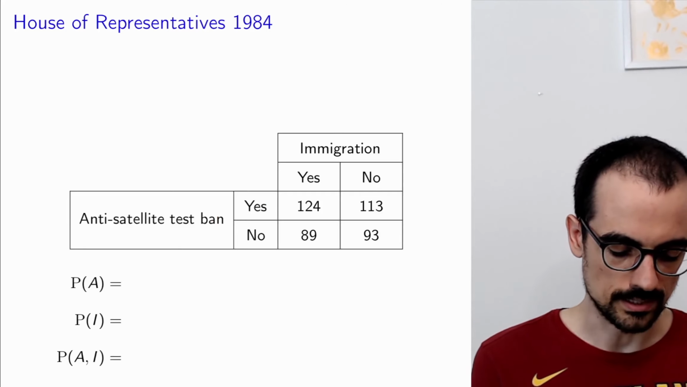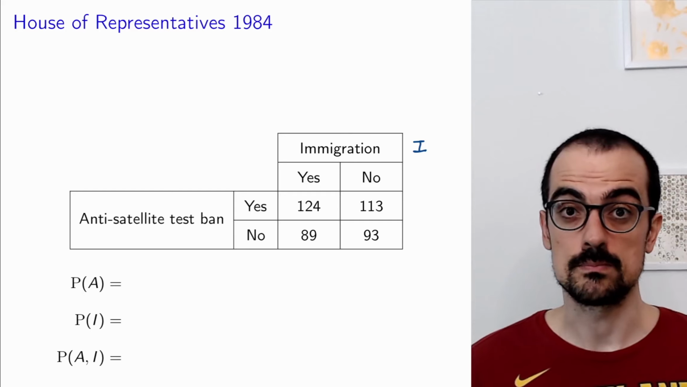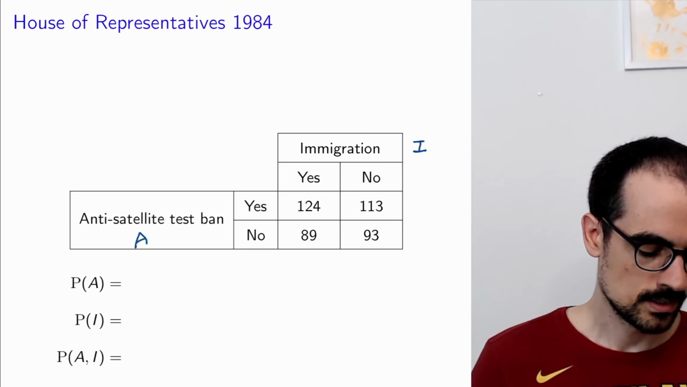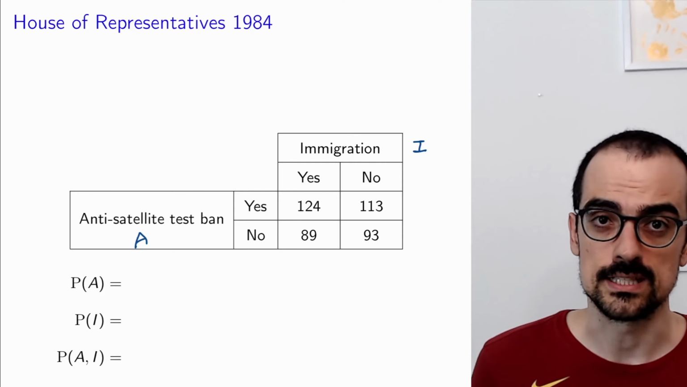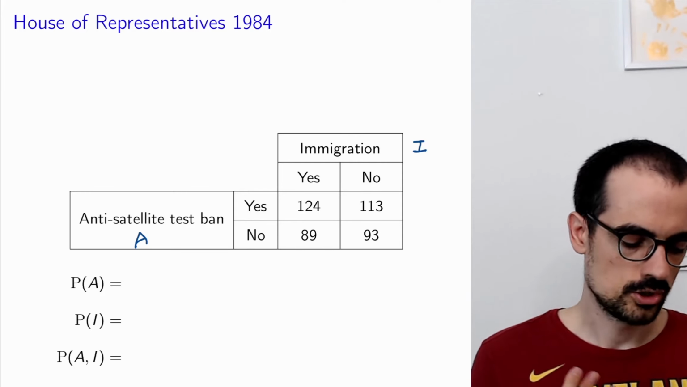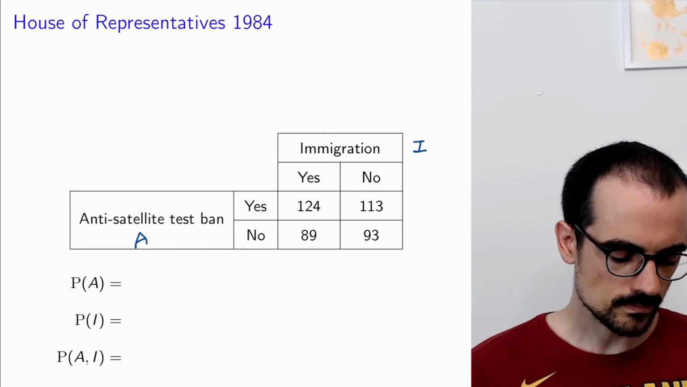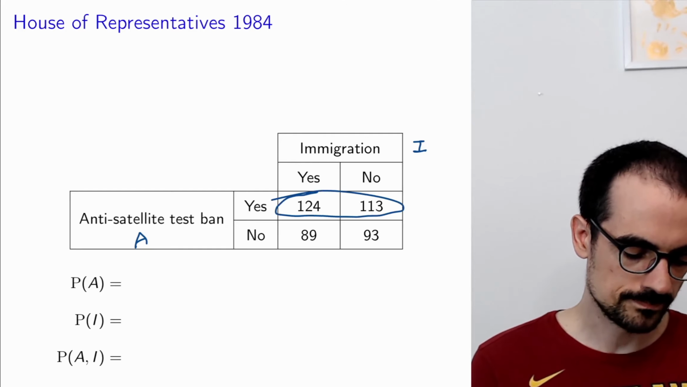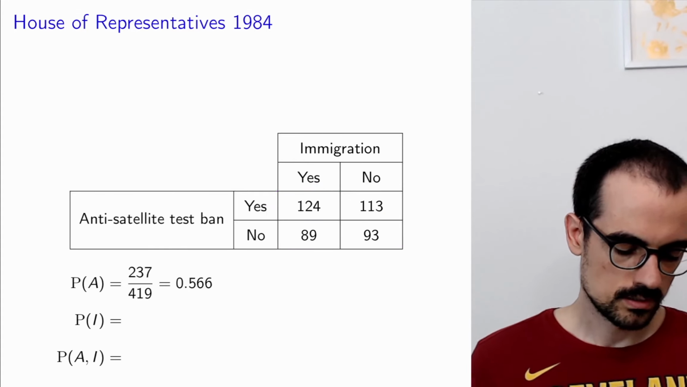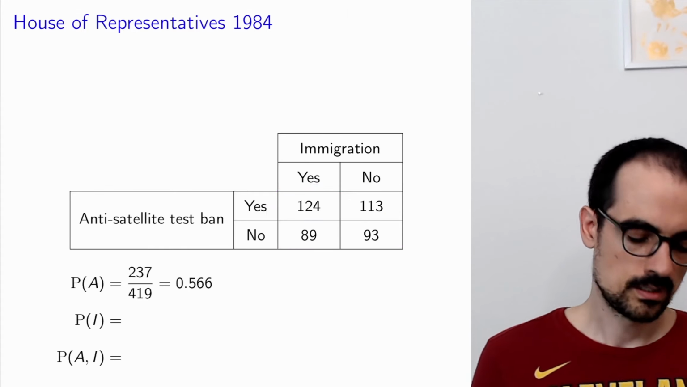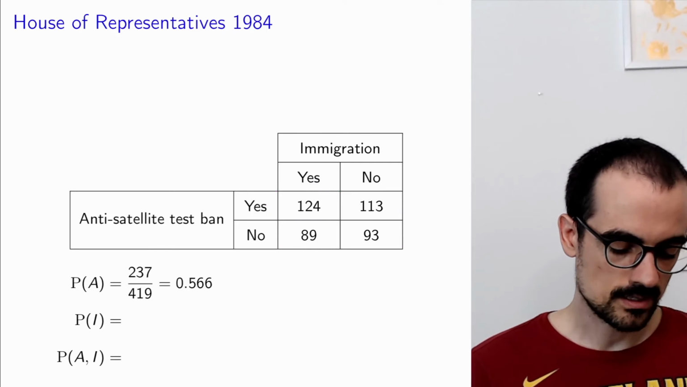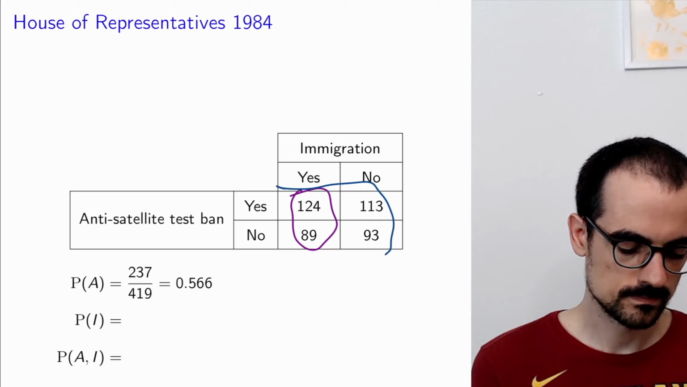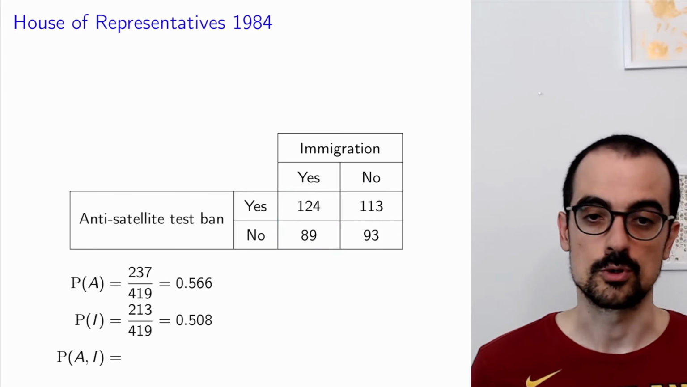Immigration, which we represent by an event I, and anti-satellite test ban, which is represented by an event A. We do exactly the same thing. So probability of A, how many of them voted yes for A out of the total, 0.566. Probability of I, how many of them voted yes for I out of the total, that's the probability of I.